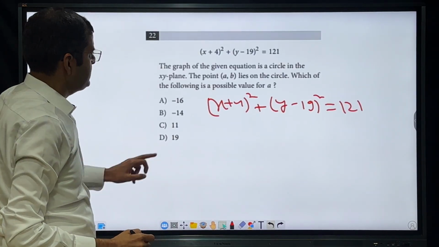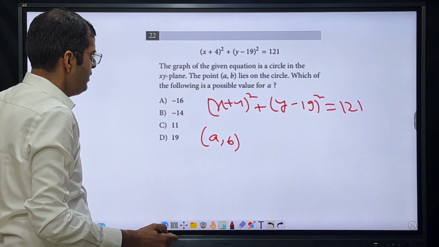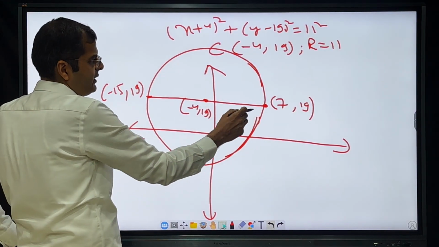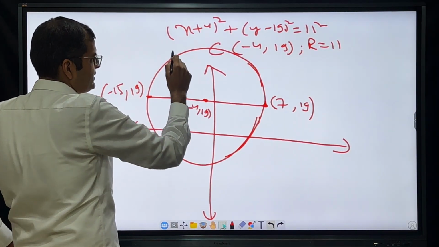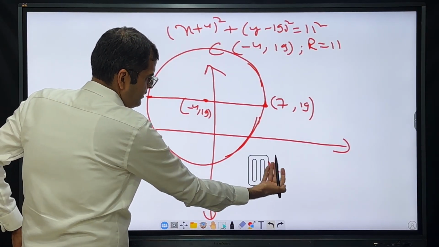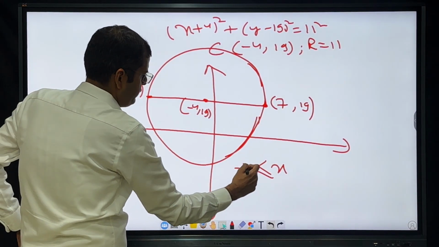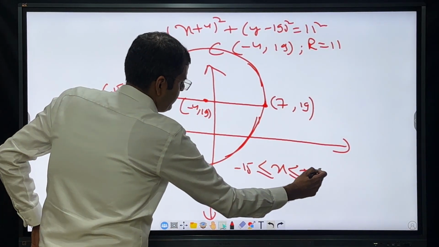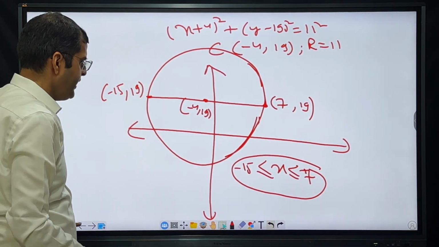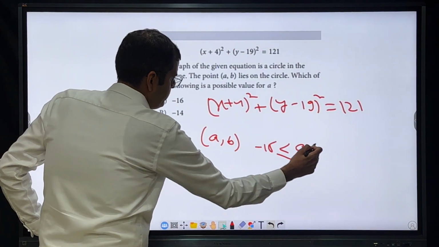So the question is now asking a comma b, that means the point a comma b lies on the circle, which is a possible value of a. I am only talking about a, so I am only worried about x coordinate. So the circle moves like this and this. So the x coordinate of any point lying on the circle goes from minus 15 to 7. Okay, that is the conclusion. So a lies between minus 15 and 7.